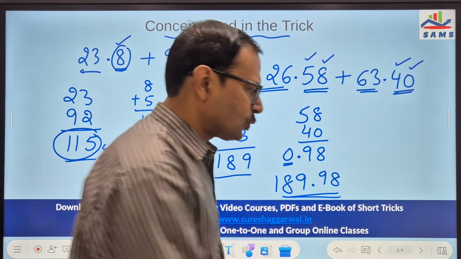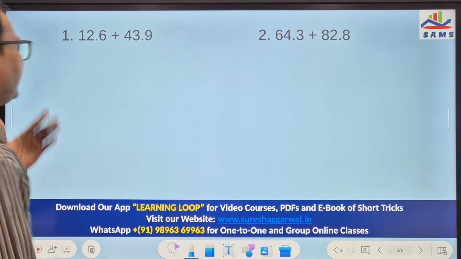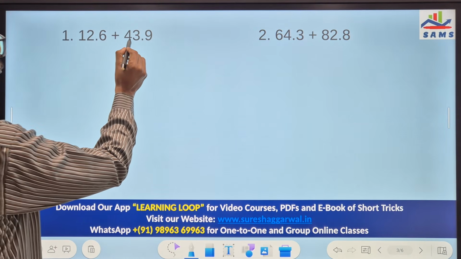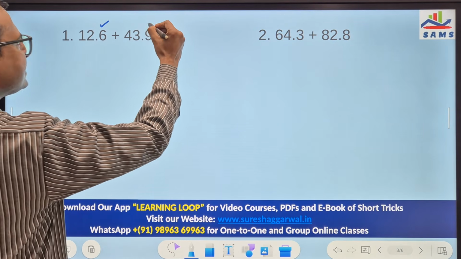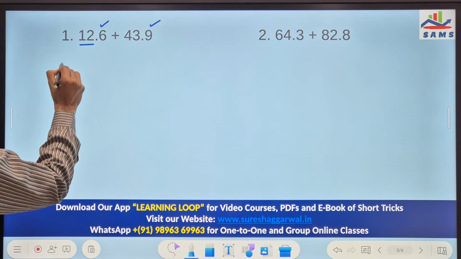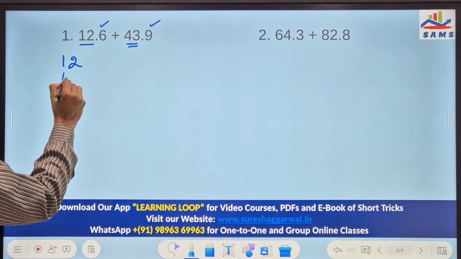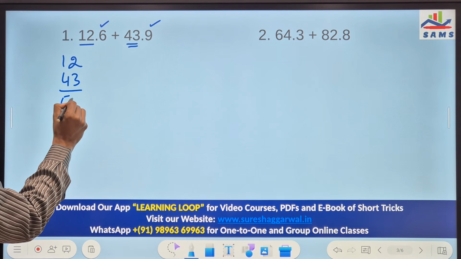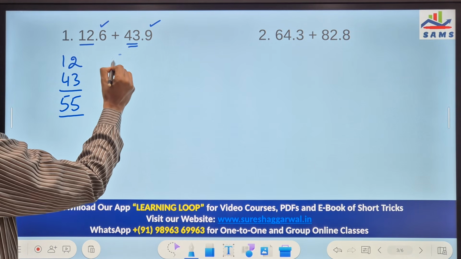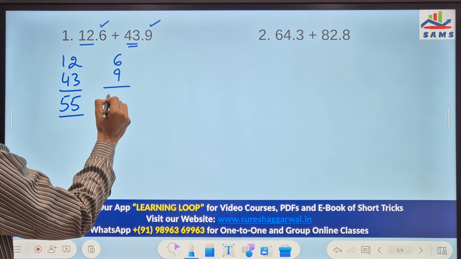Let's understand this using some more examples now. Here we have 12.6 and 43.9, single digit, single digit. So what are we going to do? We are going to do 12 and 43 added up to 55, and then 6 and 9, they add up to 15.